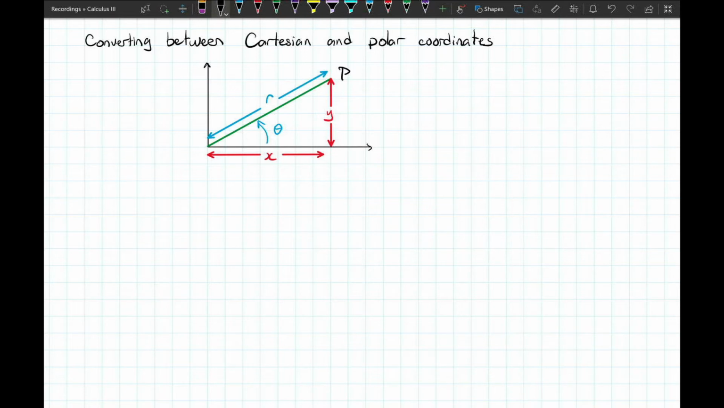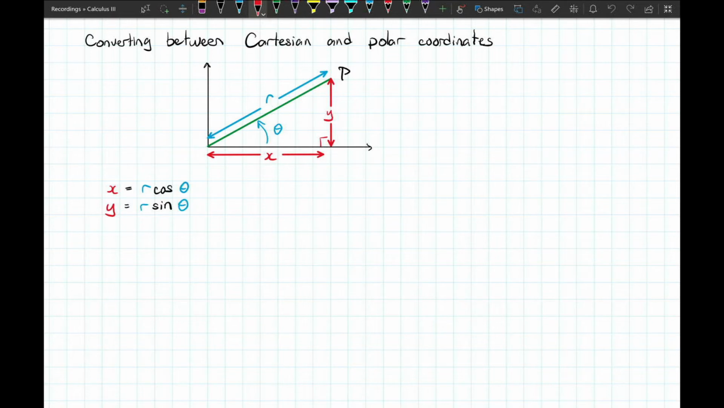We have our x and y coordinates for the point P, and we have our r and theta coordinates for the point P. And if they are equivalent, then they should obey some laws given by this right angle triangle. If we wish to represent this as a triangle with r as our hypotenuse, x is equal to r cosine theta and y is equal to r sine theta.